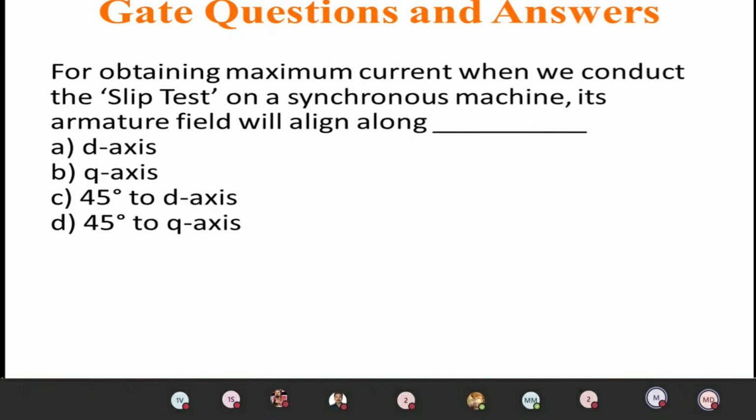Then for obtaining maximum current, we can conduct slip test for synchronous machine. Its armature field aligns along D axis, Q axis, 45 degree to D axis, or 45 degree to Q axis. So the maximum current is observed at low reluctance, which is along the Q axis. So option is D.